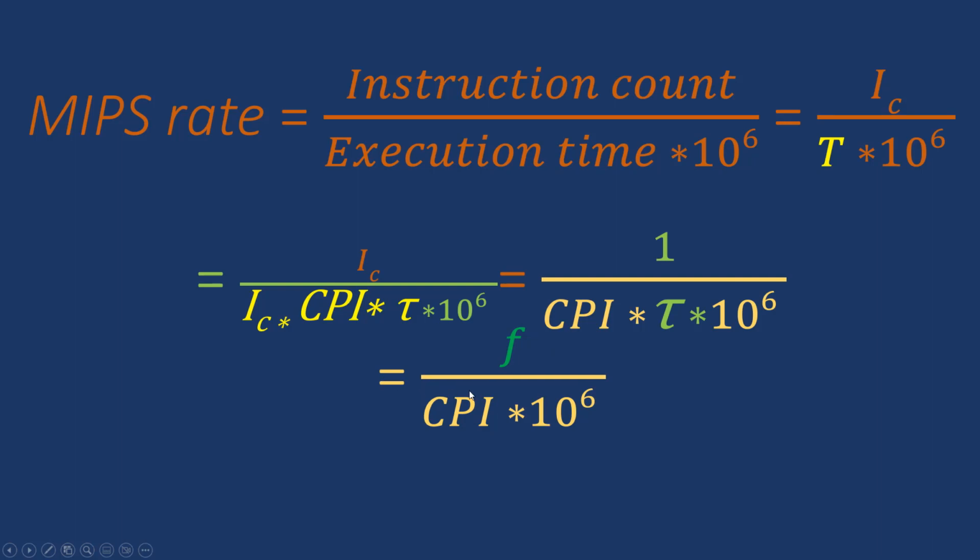So basically the final formula is the frequency divided by the cycles per instruction times the million. This is the millions of instructions per second rate. The formula can be represented in this way.